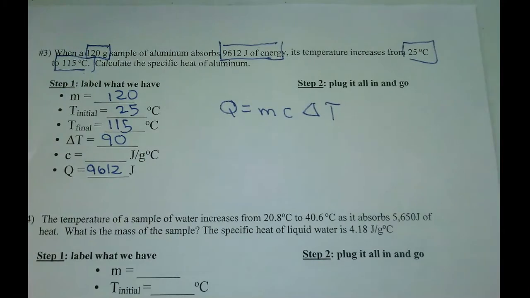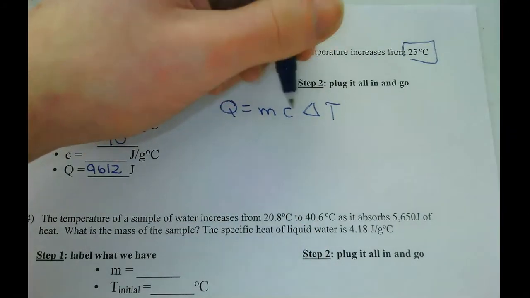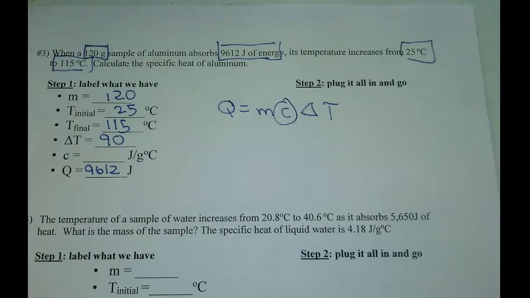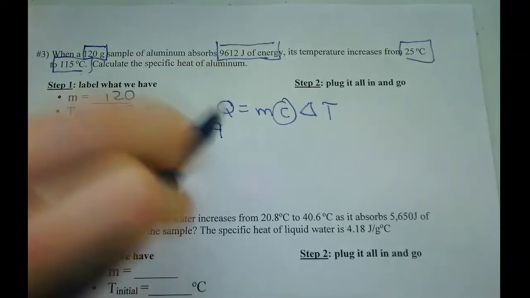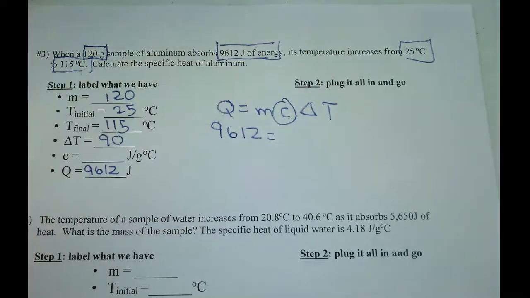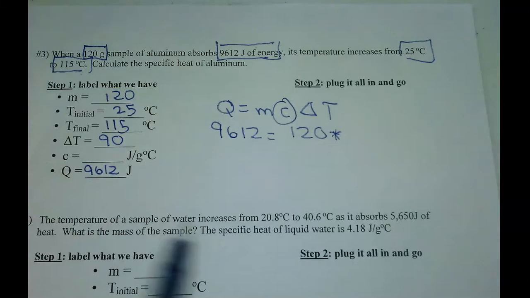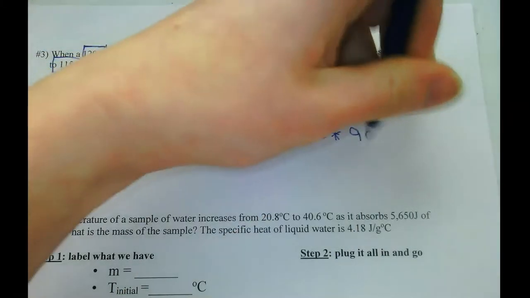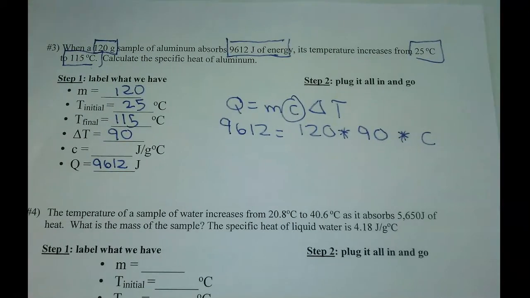But this time we don't have this one right here. We don't have the C. So we need to move things to the other side. We have to move around our equation a little bit, do some basic algebra, right? So I like to fill out the problem. I'm going to fill in my values. So our Q here is 9,612, and that is equal to 120, which is our mass, times our delta T, which is 90, times C, which we don't know yet. That's okay, because we're just going to work through this algebra.